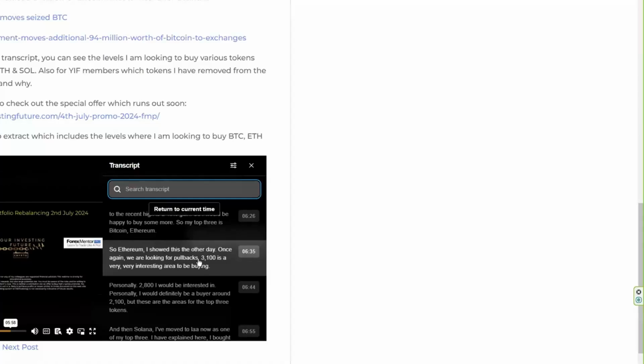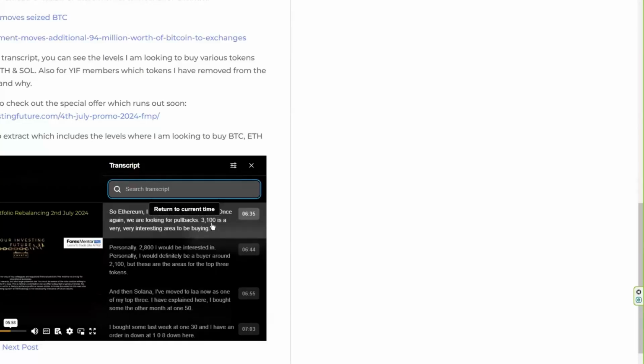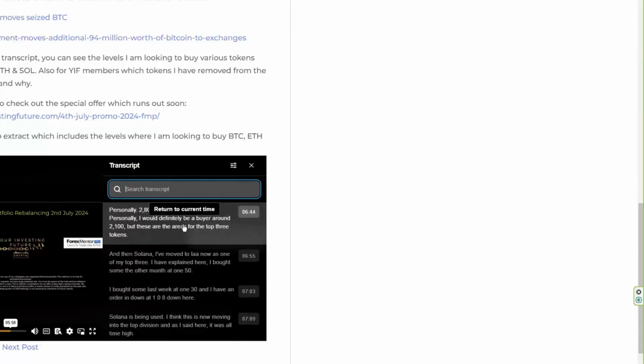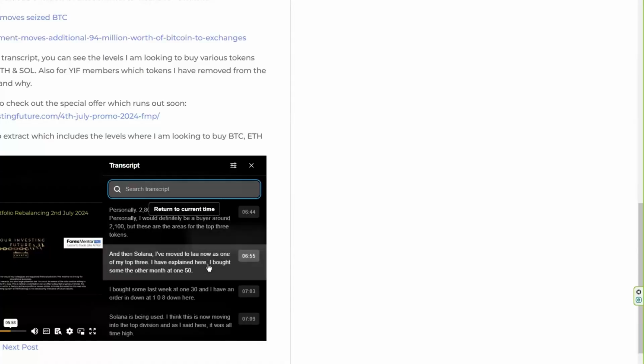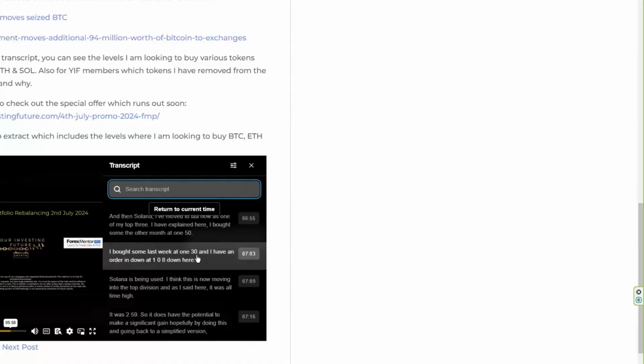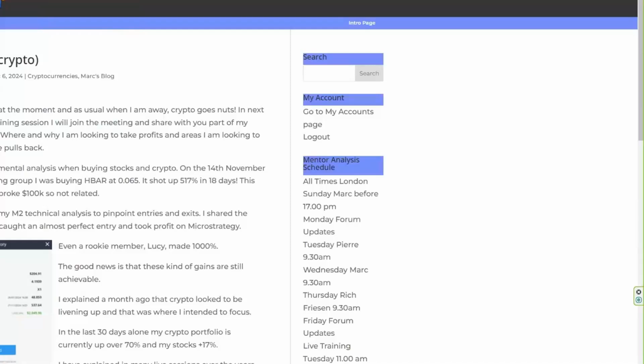Ethereum, I said 3,100. Ethereum's not really gone anywhere this year. It's only up about 10%, 15% from that position there. I did actually at one point last year sell all of my Ethereum, all the new Ethereum, and put it into Bitcoin, which turned out to be a good decision as well. And I was saying if it pulled back to 2,800, and then Solana, I've moved this now into the top division, and I've explained I bought some the other month at 150, and I also bought some the week before at 130. Solana today I think is at 240. So the journey throughout the year was crypto.